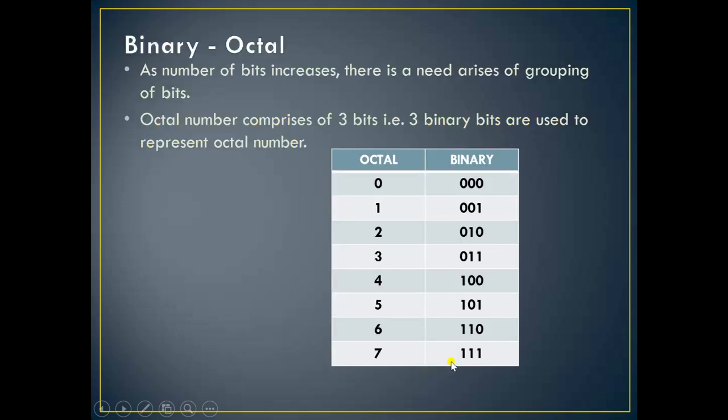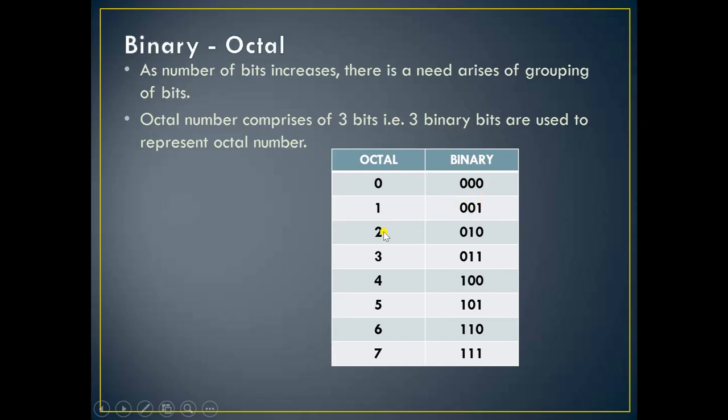Now next is binary to octal. So you can see 0 to 7. This is an octal number. And how will you write it in binary? So this is the binary. You have to write this in this way. So you can see, this is 2 raised to power 0, 2 raised to power 1 and 2 raised to power 3. Then you can say 1. So when 2 raised to power 0, it will give you the answer 1. That's why 1 will come.